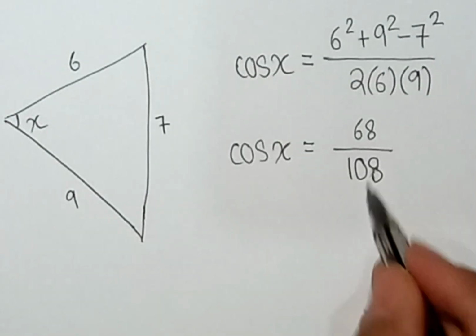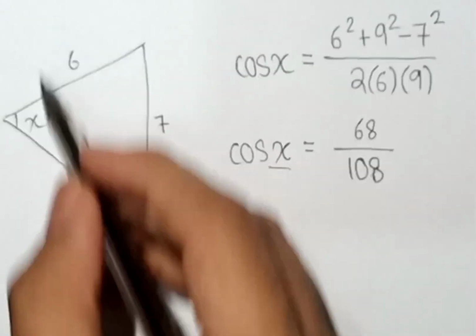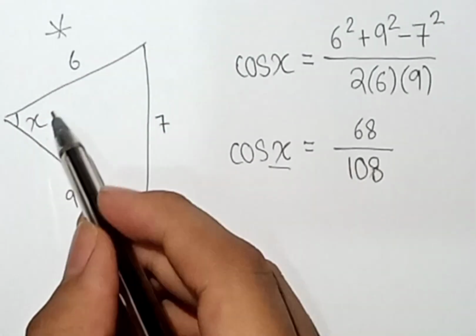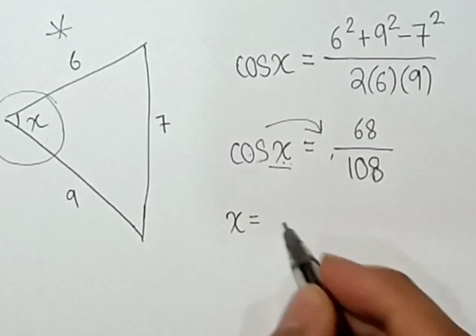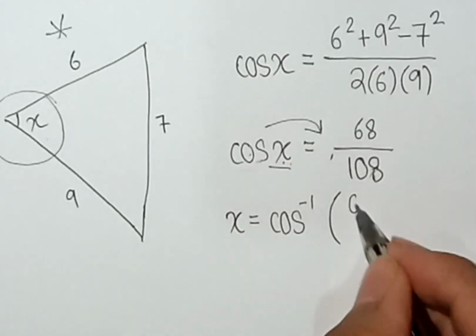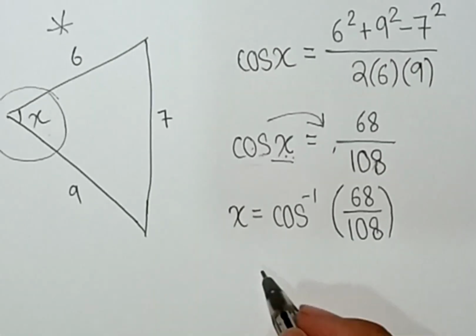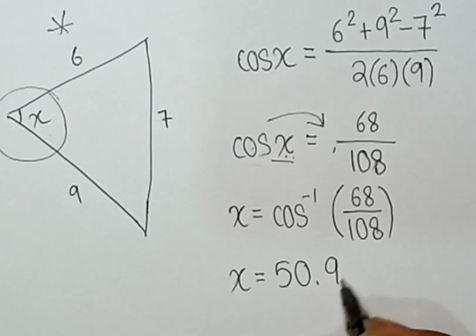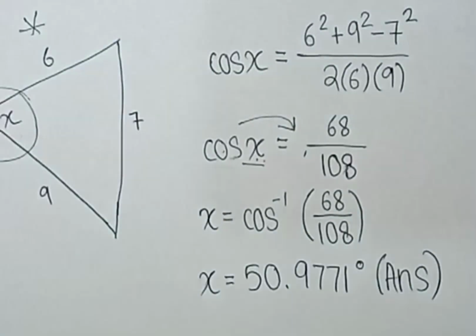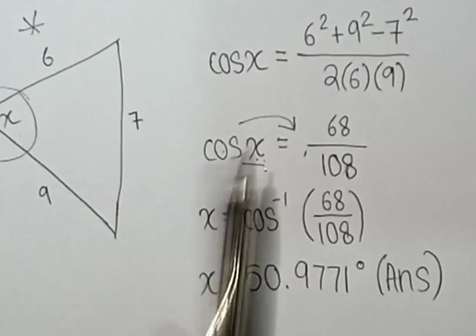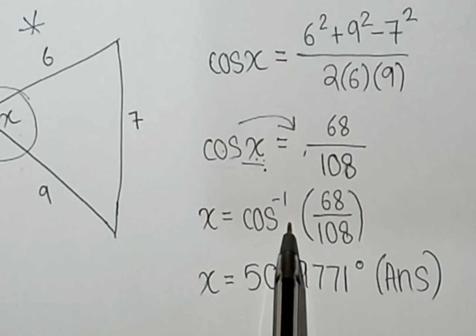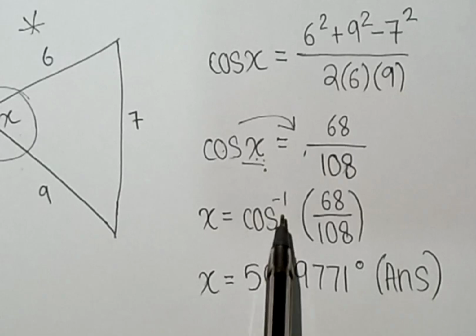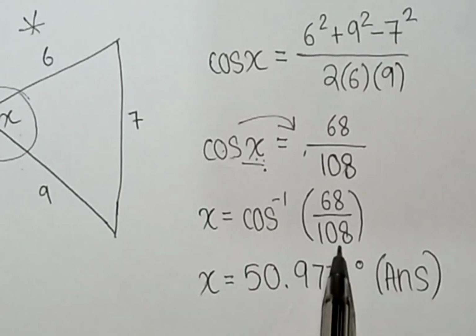Now you need to make x the subject. And remember one more thing, keep it in your mind that whenever you are finding an angle, the cos will go towards inverse. So now you understand that for making x the subject, as it is the angle I need to find, I have to make it the inverse of the cos rule. Cos inverse in the bracket 68 upon 108, bracket close, and you will solve the answer.